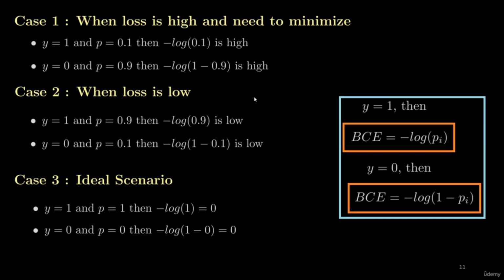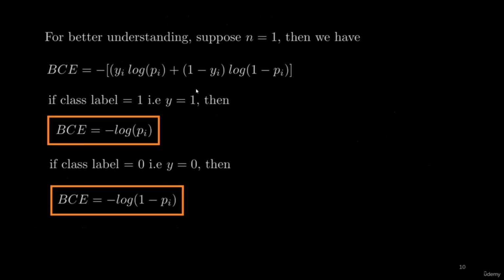So in this lecture, we learned about the cross entropy loss. In order to make our understanding easy, we converted the cross entropy loss into binary cross entropy loss. We saw that the binary cross entropy loss has two terms, and we cannot use both terms simultaneously in order to calculate the loss. If our label is 1, then we will use this term in order to calculate the loss, and if our label is 0, then we will use the second term of BCE in order to calculate the loss.